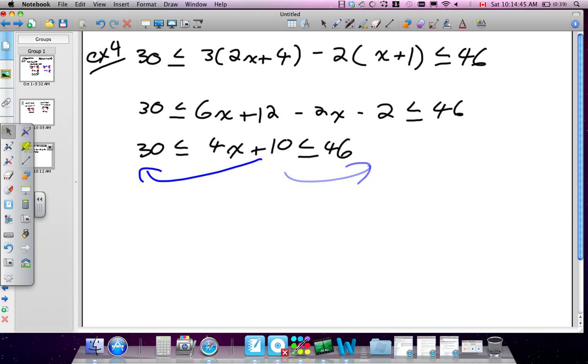So it's the same idea if there was only one side, like assume this was gone. When we move it, it becomes negative 10. But because this is actually in play, it becomes negative 10 on this side and negative 10 on this side. Okay? So we're moving it out of both.